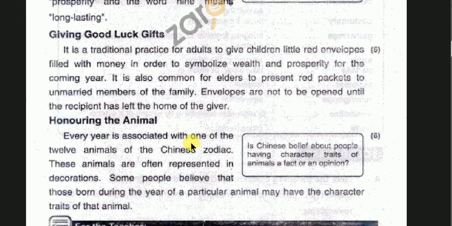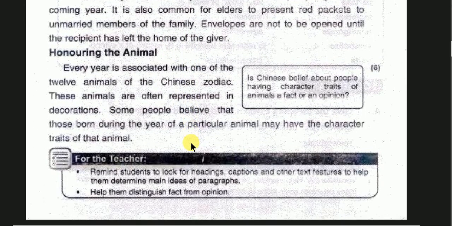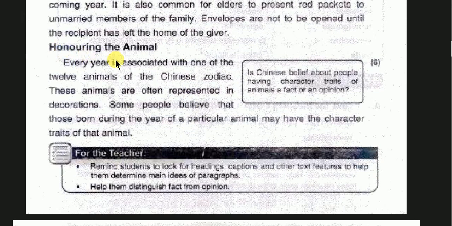Paragraph number 6, honoring the animals. Yes, they have some respect for some animals, and how do they give respect to these animals, and what are these animals? You will read a few of them in this paragraph, and a few of them I will give you as homework to search on the internet.